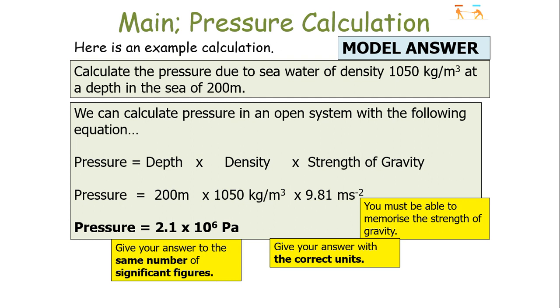So here's an example calculation. Calculate the pressure due to seawater of density 1050 kilograms per meter cubed at a depth of 200 meters. Well, pressure equals depth times by density times by strength of gravity. Now we know on planet Earth that the strength of gravity is 9.81, so we know that the depth is 200 from the question, the density is 1050 from the question, and the strength of gravity is 9.81. Multiply the three values together and you get an answer of 2.1 times 10 to the 6 pascals. Now note again, we give all our answers to correct number of significant figures and we give our answer with the correct unit.